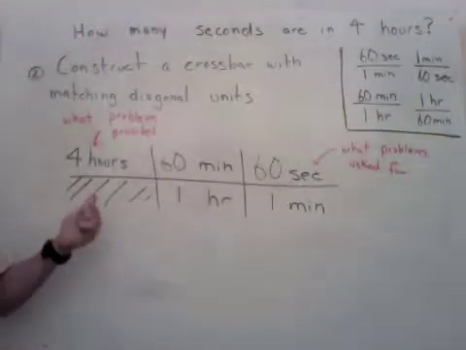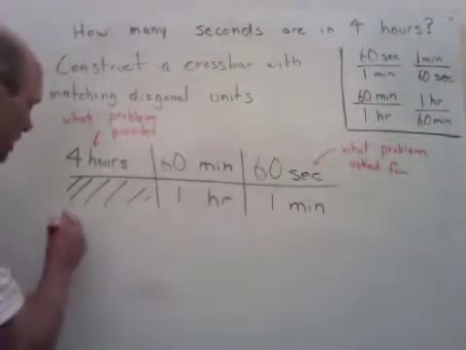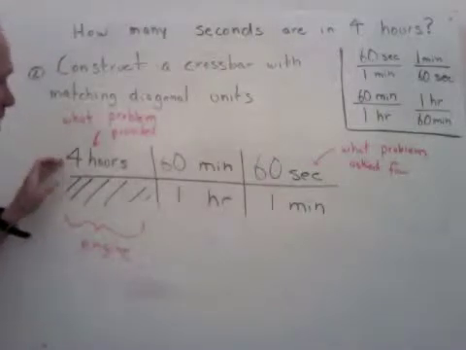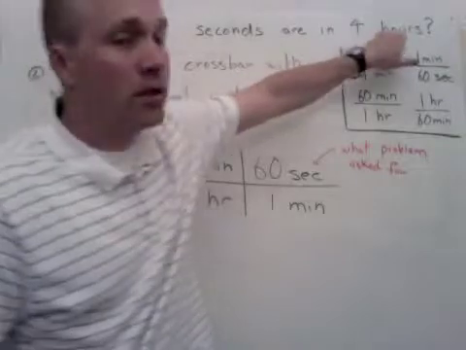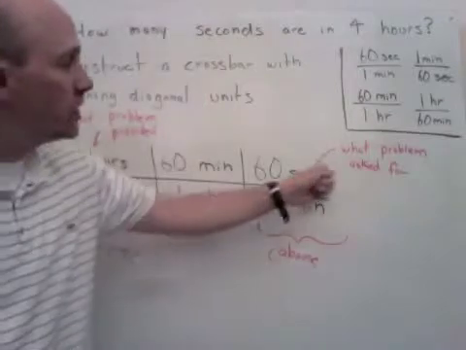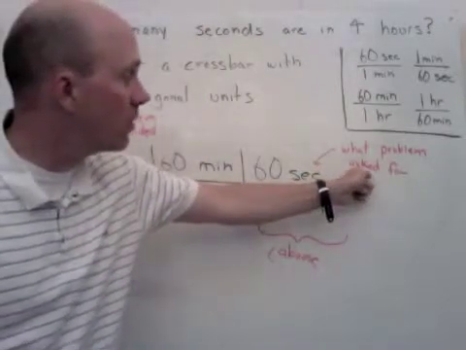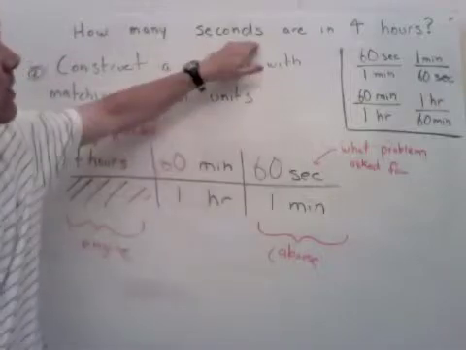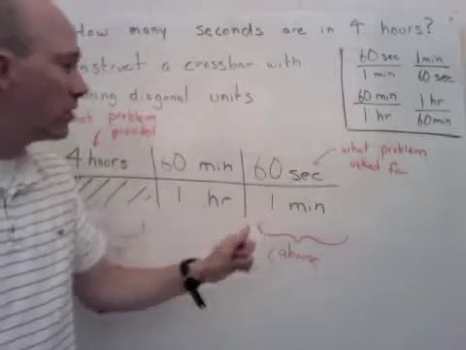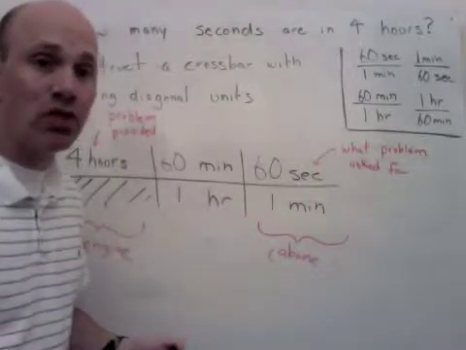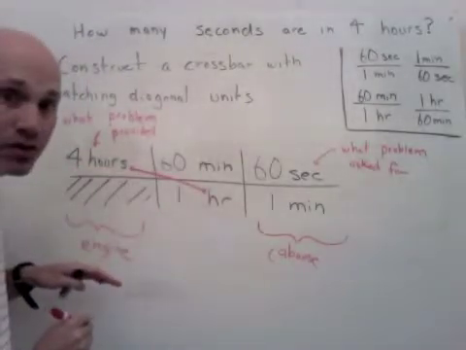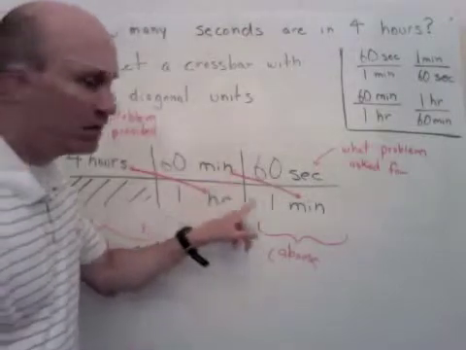Let me go back over this crossbar one more time. What we were calling the engine should start with what the problem provided us with in the upper left corner, 4 hours, because that's 4 hours in the problem. The caboose should provide us with what the problem is asking for in the upper right. The problem is asking for seconds. That's why seconds is what appears in that particular section of the crossbar. The last thing about the crossbar is that you need to make sure that you have diagonal matching units. Hours is here, that matches hours there. Minutes is here, minutes is here.